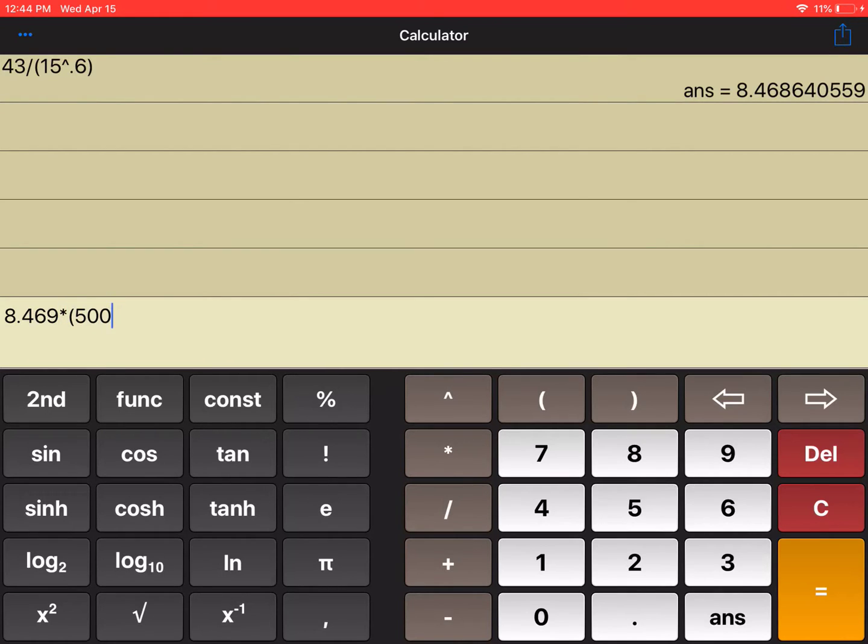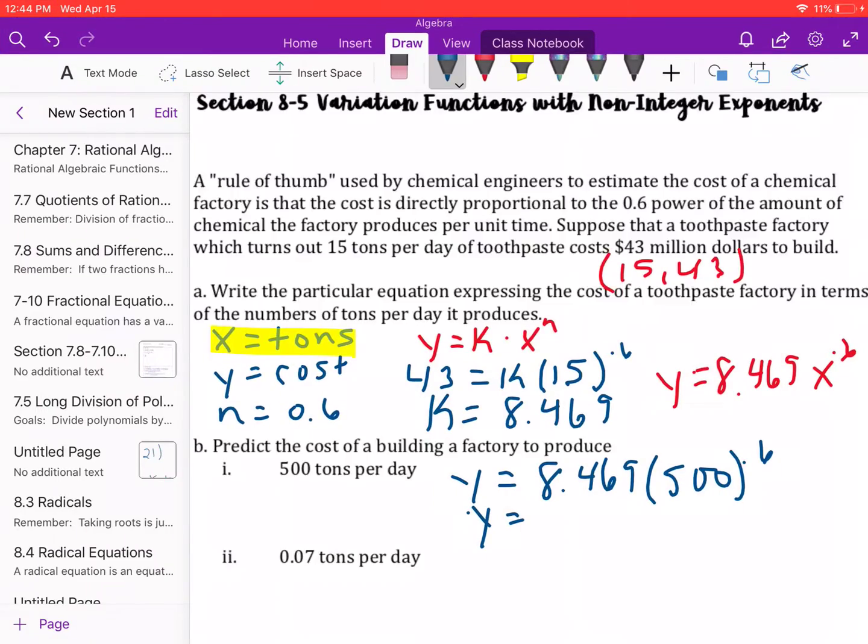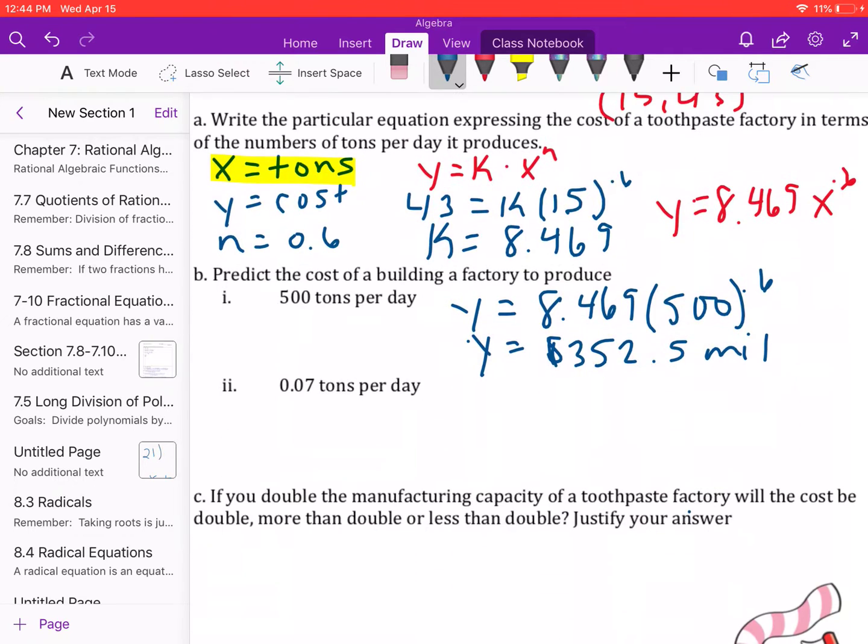So now the next part asks us to predict the cost of building a factory to produce 500 tons per day. And so we know that x is going to be our tons. So we're going to put in 500 into our equation. So y equals 8.469 times 500 all raised to the 0.6 power. We're going to go on back to our calculator, and we're going to take that and plug it in.